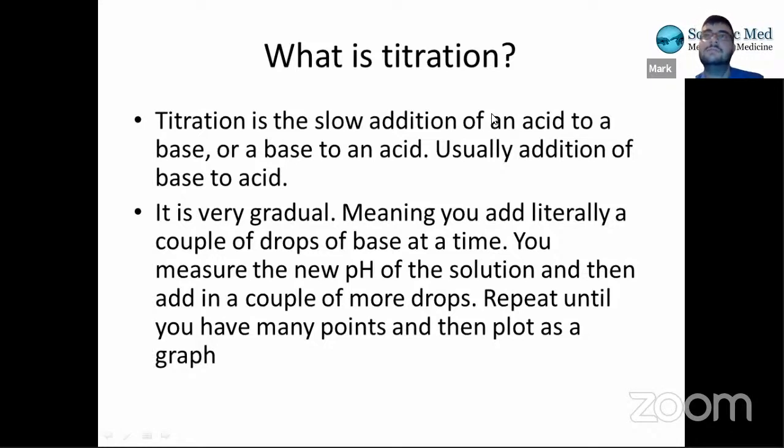What you should see is, if you're adding drops of base to an acid, you should start off at a low pH because the acid's acidic. And then as you add base, it should slowly increase. The more base you add, the closer to neutral it gets, and the pH rises slowly with each couple of drops. You repeat this until you have many points, and then you plot it as a graph.